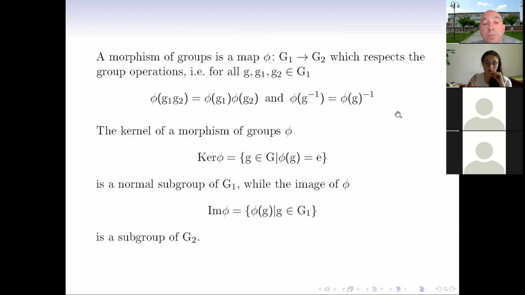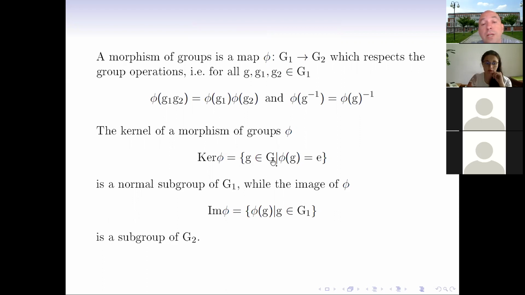The kernel of a morphism of two groups, phi, which is the set of g in G1 such that phi of g equals the neutral element, is a normal subgroup of G1, while the image of phi is just a subgroup of G2.